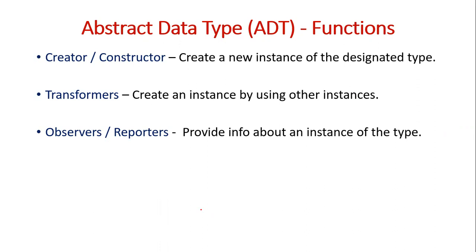Just now we discussed an example ADT for stack, where there are functions like push, pop and so on. A typical abstract data type will have three types of functions. What are they? It will have a creator or a constructor function, which is used to create a new instance of the particular data type. A new instance means one variable of that particular data type.